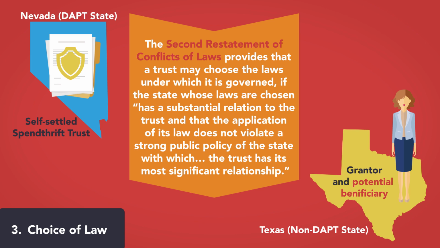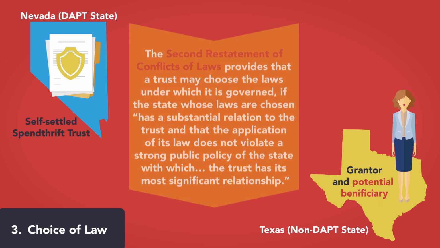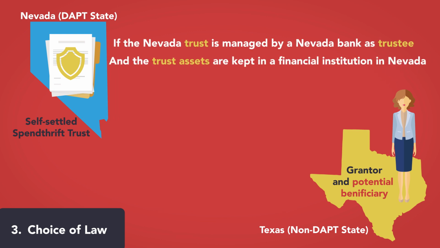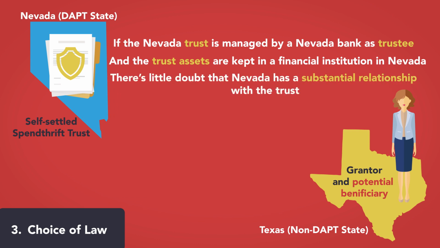To establish a strong enough nexus with the DAPT state, Nevada in this case, to ensure a substantial relationship, the same steps we discussed earlier should suffice. For example, if the Nevada trust is managed by a Nevada bank as trustee, and the trust assets are kept in a financial institution in Nevada, there's little doubt that Nevada has a substantial relationship with the trust. Moreover, it would be difficult to argue that Texas public policy is violated if Nevada law applies to a Nevada trust managed by a Nevada entity in a Nevada financial institution. The same steps that protected the trust under the other inquiries should suffice to satisfy this one.